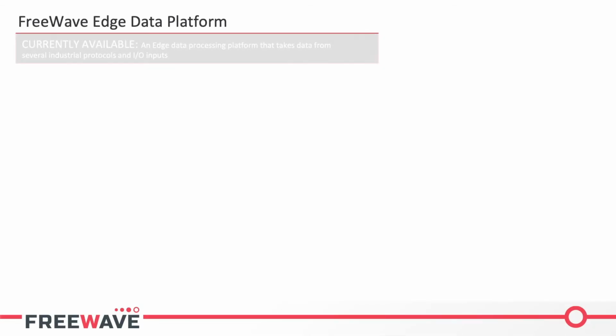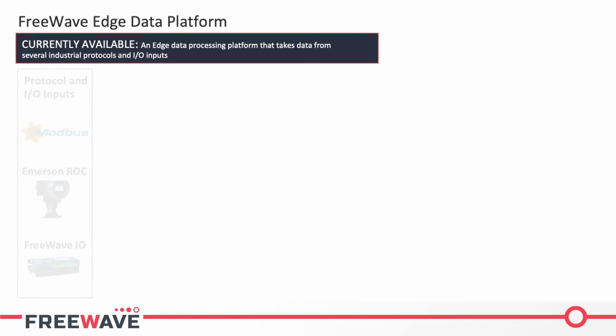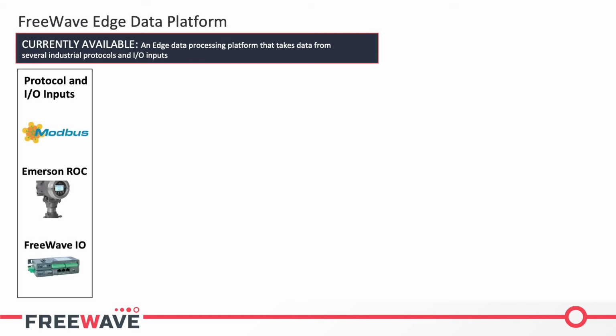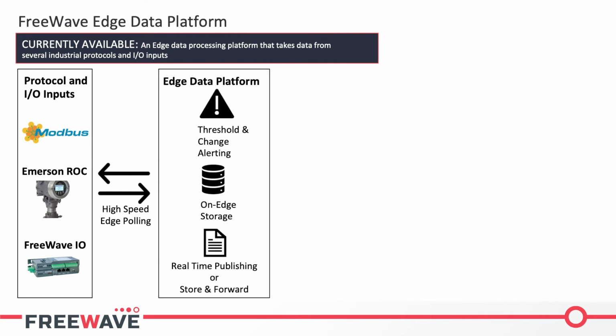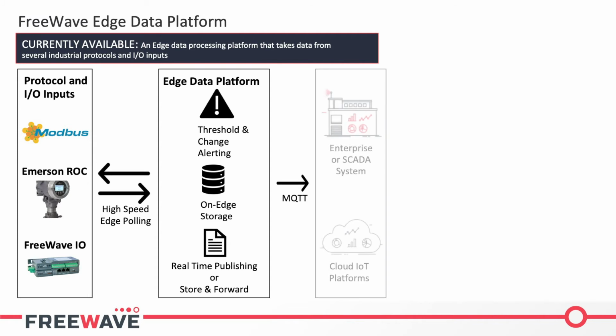FreeWave Edge is an edge data processing platform that takes data from several industrial protocols and I/O inputs. It does high-speed edge polling, and then running on the Zoom series and the new Fusion series from FreeWave, it provides threshold and change alerting, edge data storage, and real-time publishing and store and forward publishing via MQTT and other methods to the enterprise system, the SCADA system, the cloud of your choice.